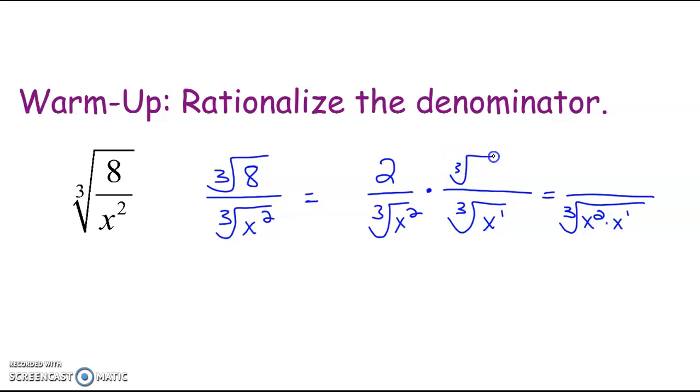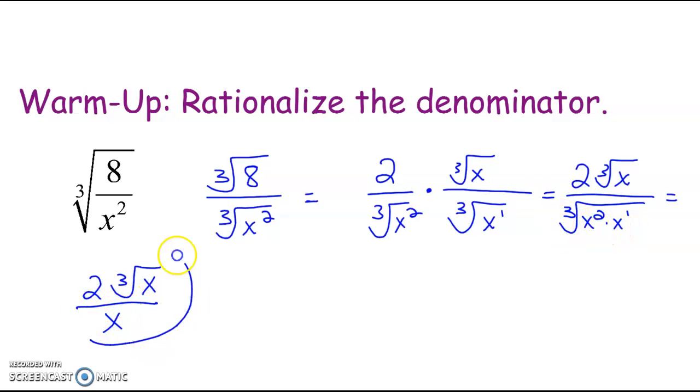So whatever I multiply to the denominator, I must also multiply to the numerator. So then your final answer, let's see, 2 times the cubed root of x. If I combine those, it would be x to the third. The cubed root of x to the third would just be x. Okay, so there would be your final answer.